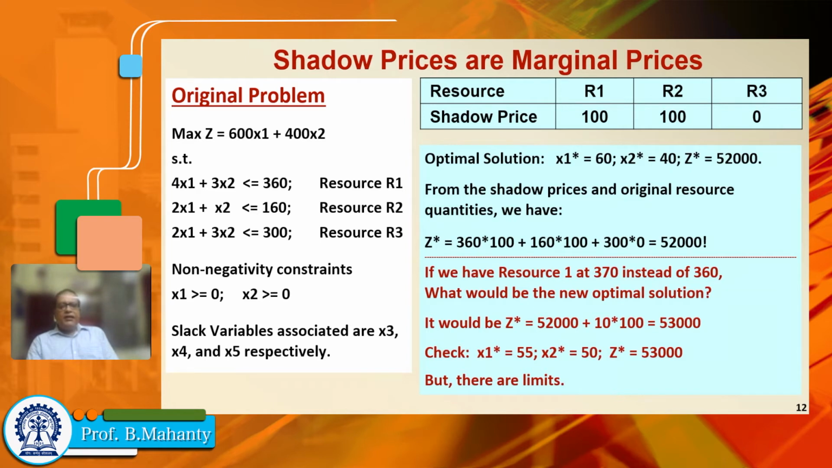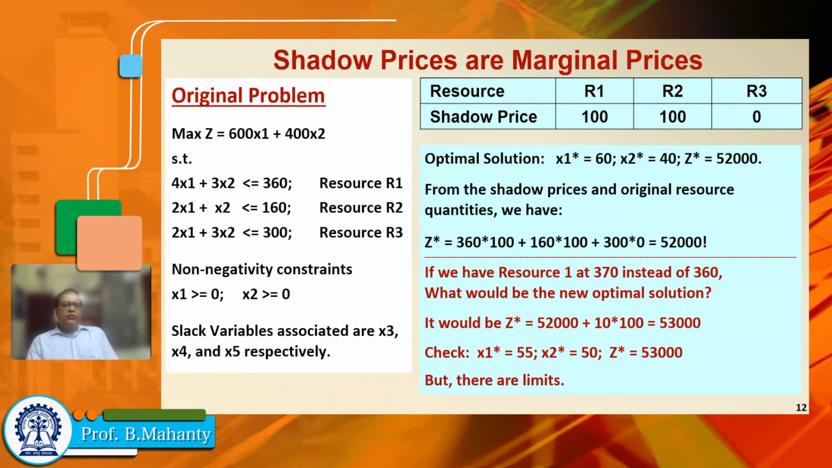Interestingly, since the shadow price will still exist for R1 and R2 and there is no shadow price for R3, the first two constraints will become equalities. That means 4x1 plus 3x2 equal to 370, and 2x1 plus x2 equal to 160. If we solve them, it's very simple. We just have to multiply these by 2.